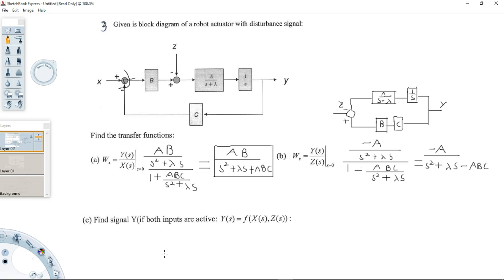So the next question is asking, if both signals are going into the system, both x and z together, then what is your y? The answer to this is that it's actually a combination of both part A and part B. It's something called superposition, where you're adding the components. So that would look something like this.